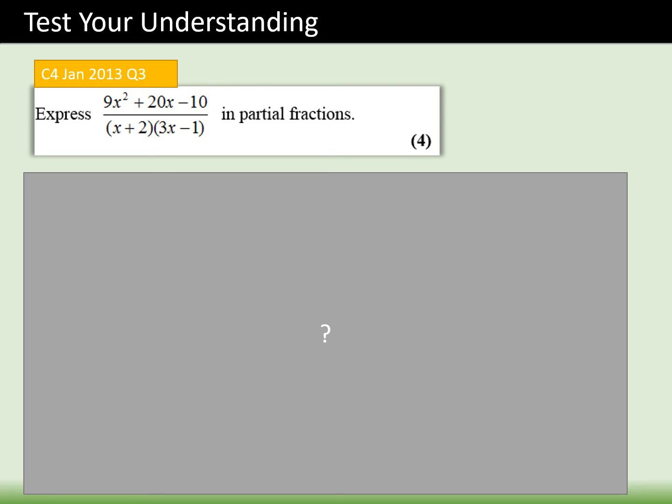Okay, so this is another exam question from the legacy paper. 4 marks, so pause this video, give yourself about 5 minutes and have a go at this. Split this up into partial fractions.